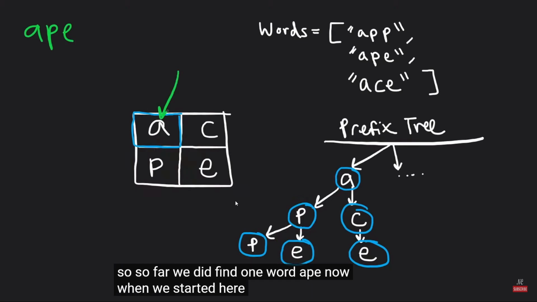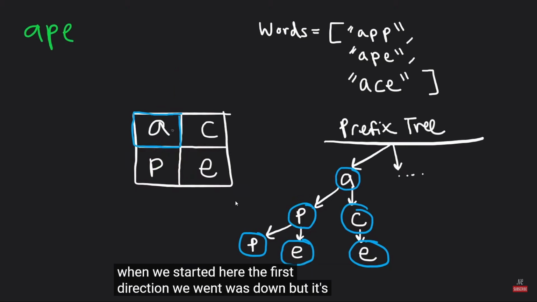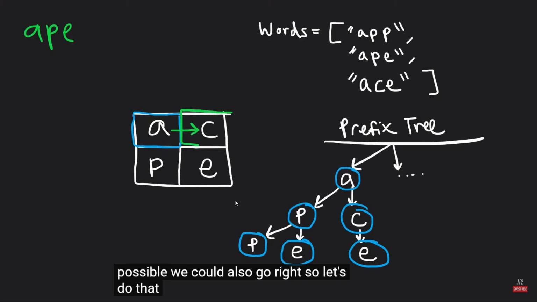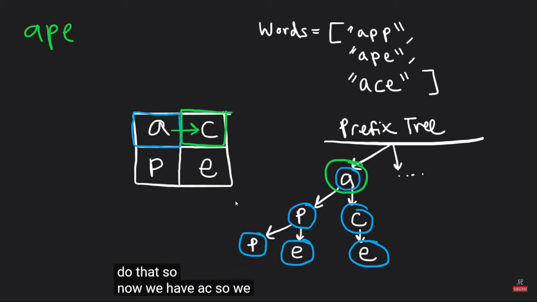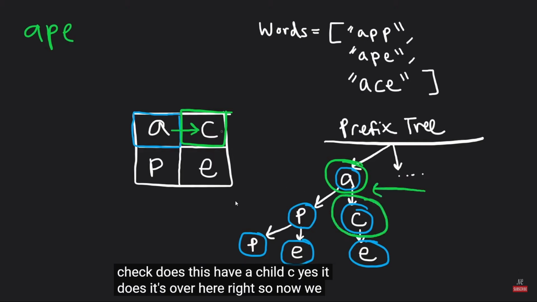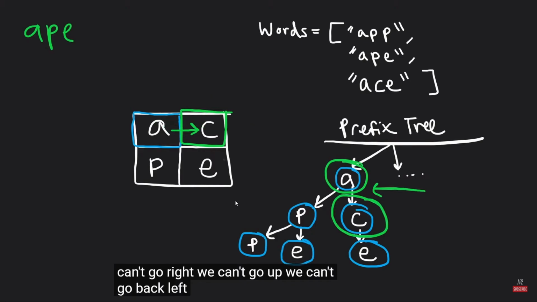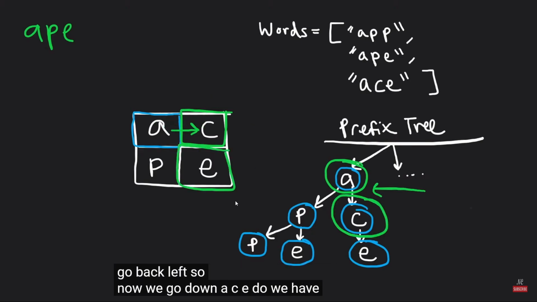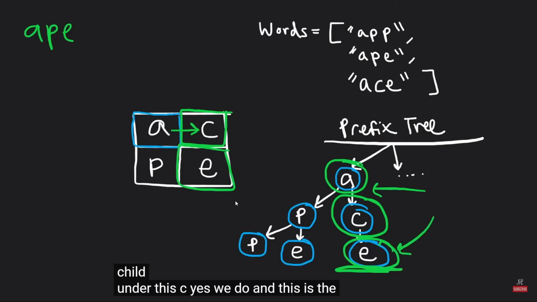Now, when we started here, the first direction we went was down, but it's possible we could also go right, so let's do that. So now we have AC. So we started here, we checked, does this have a child C? Yes, it does, it's over here. So now we can't go right, we can't go up, we can't go back left, so now we go down, ACE. Do we have an E child under this C? Yes, we do. And this is the end of a word.